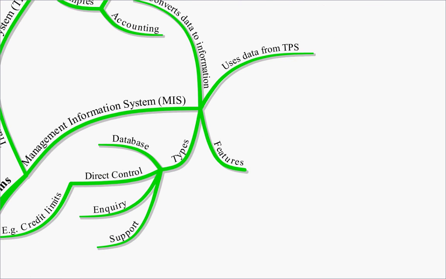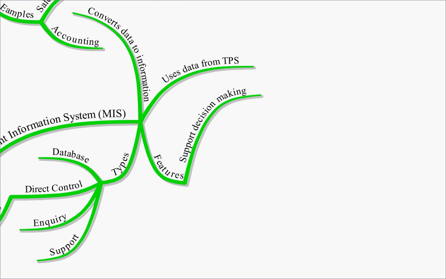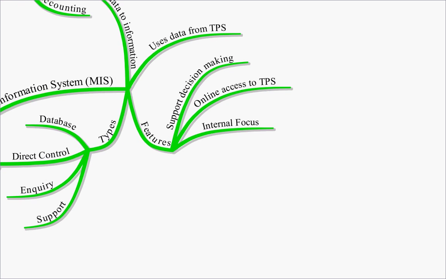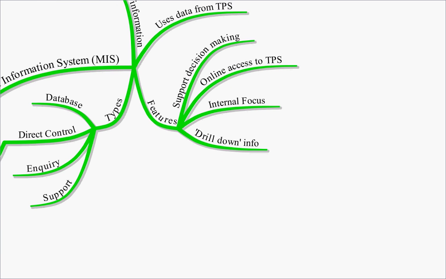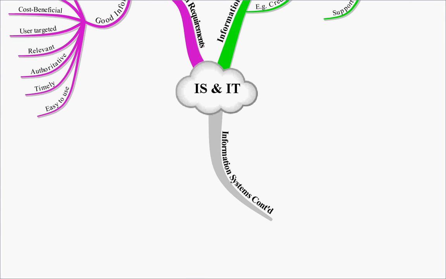Features of a management information system, well, it supports strategic decision making. Okay, it gives you online access to your transaction processing system. It has an internal focus, i.e. internal to the organisation. You're looking at your processes and information outputs. You'll be able to drill down information to get more detail, and it'll give you simple summaries, i.e. a simple report. So those are management information systems.